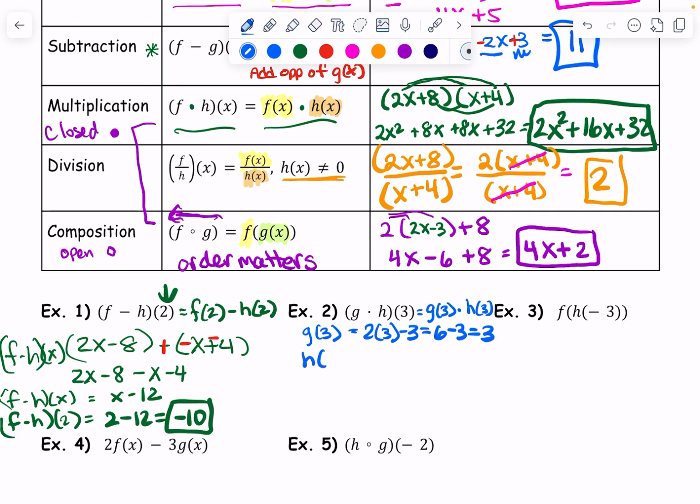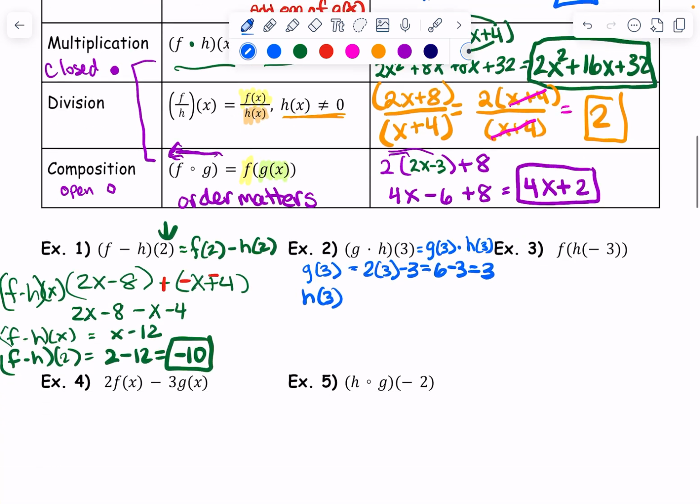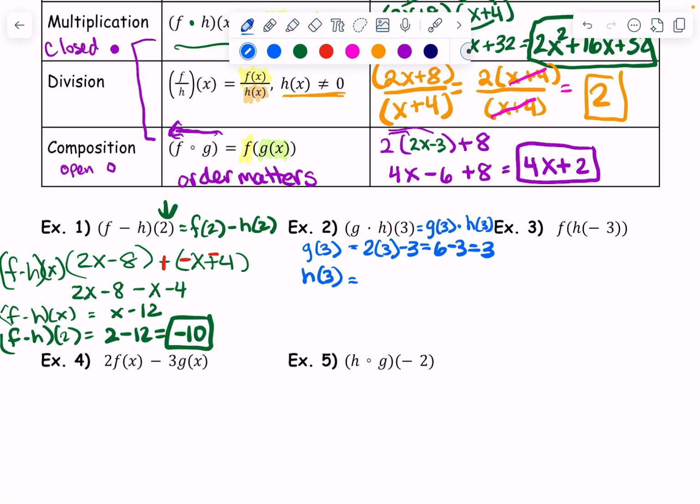Now we're going to go to h of 3. We go to the h function, that is x plus 4. So we're going to go 3 plus 4, because we're substituting a 3 in for x, and so that will be 7. And we wanted to do g of 3 times h of 3. So this is 3 times 7, which is 21.